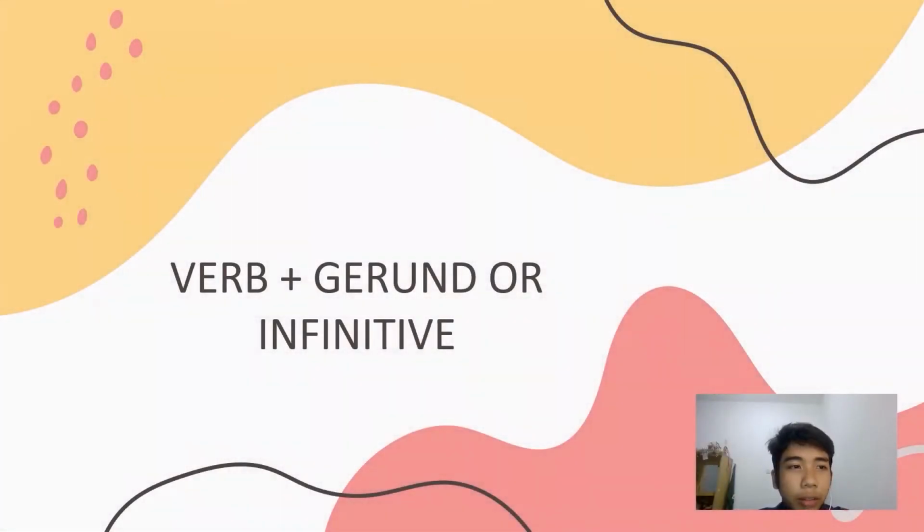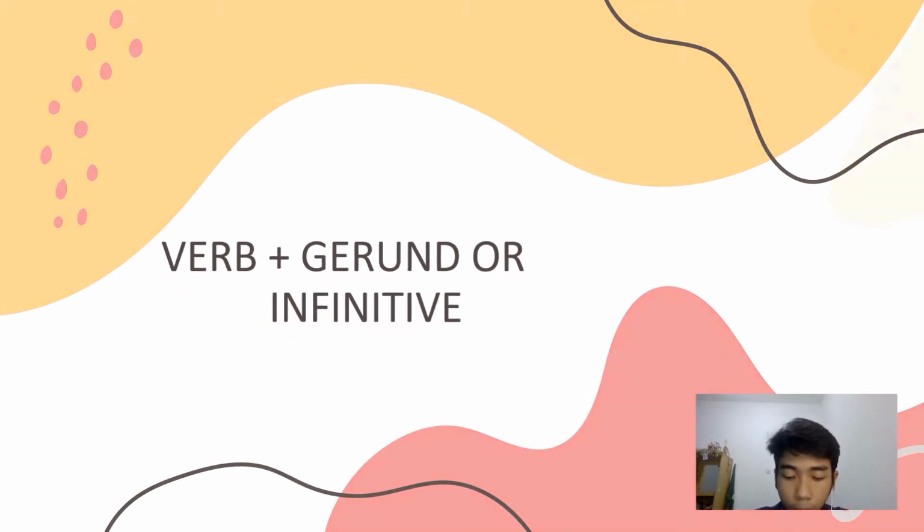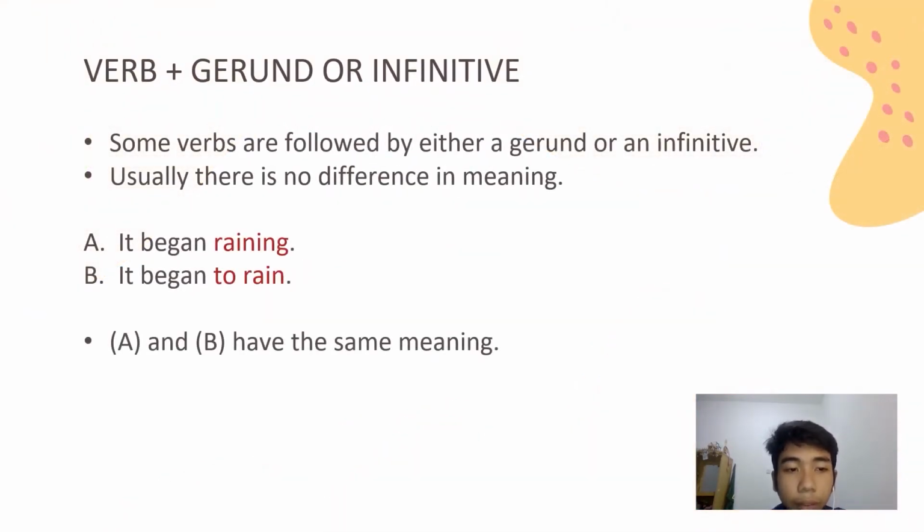Well, hello again, and right now I'm going to explain verb followed by gerund or infinitive. Basically, some verbs are followed by either a gerund or an infinitive, and there is no difference in meaning. For example, it began raining and it began to rain. Sentence A and sentence B have the same meaning.